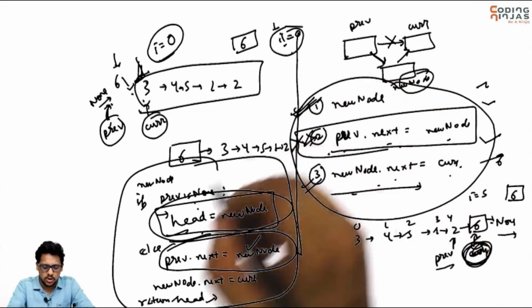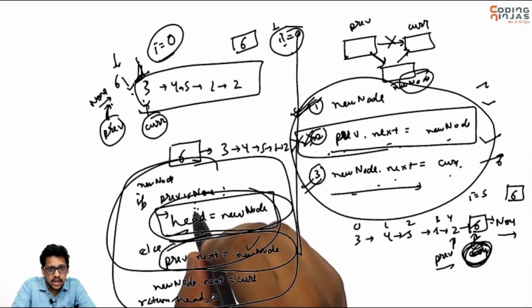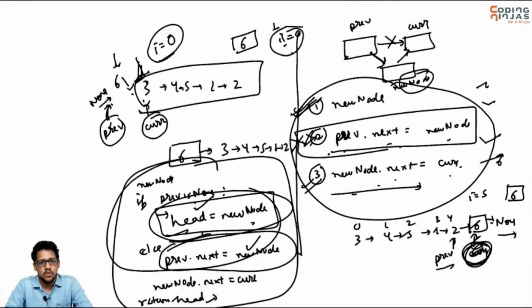Only when I equal to 0, you have to handle this case. In that previous will be none, your head will become new node. You cannot do this, and rest part remains same. Okay, so we have covered all the cases. I have explained you that how you need to do that.